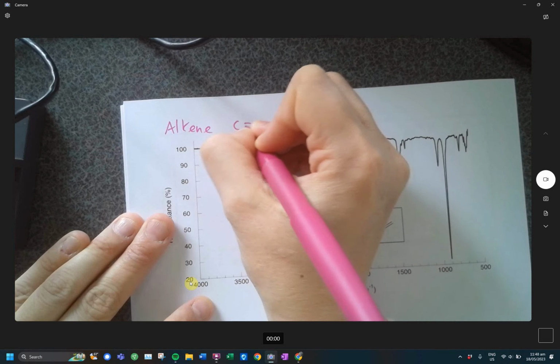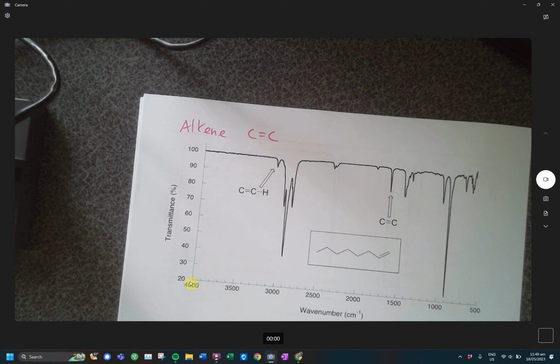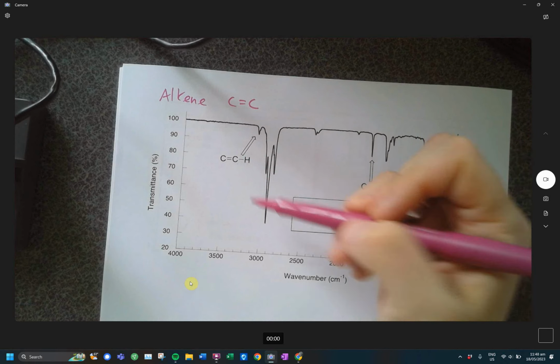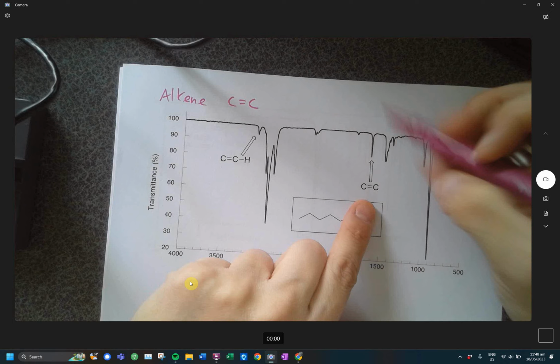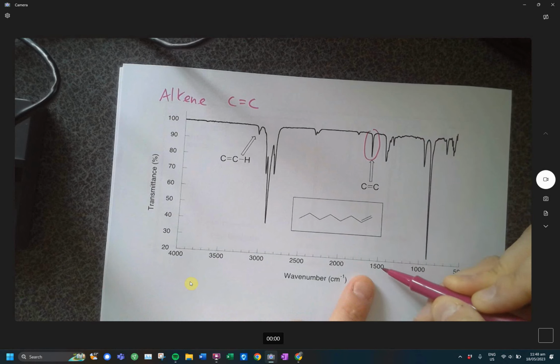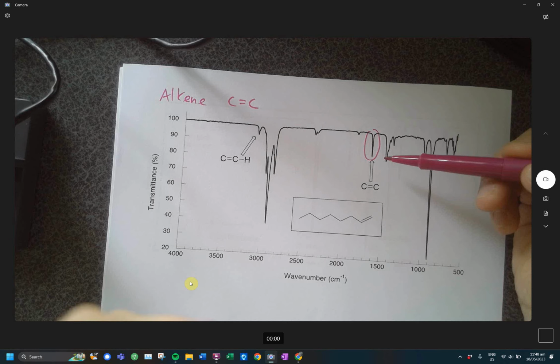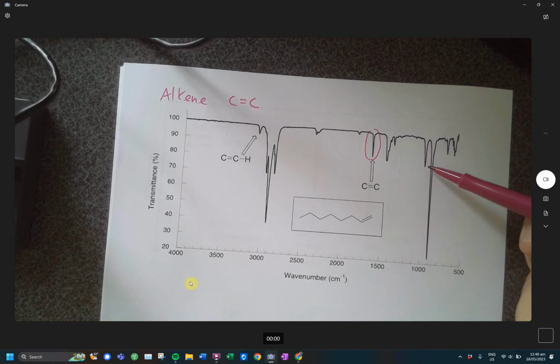So that's that C double bond C. It's really hard to see on the IR spectra. You can see that the C double bond C is noted here, and that's near that 1500. It's not a very distinctive peak because there's lots of peaks that look like that. I should say troughs actually. There's lots of troughs that look like that, so it's really hard to pick out.